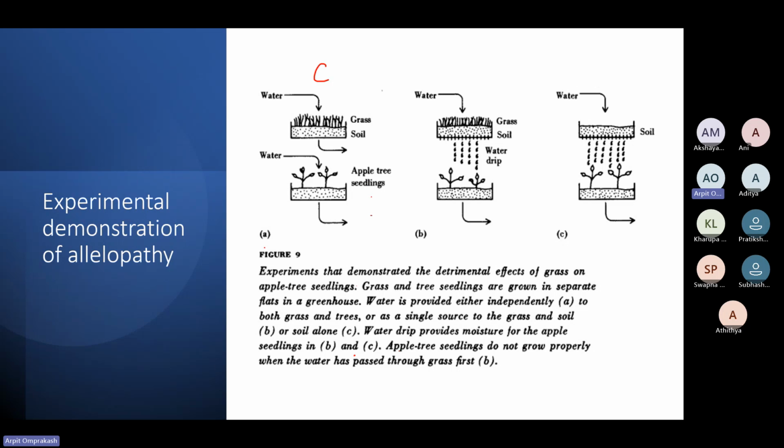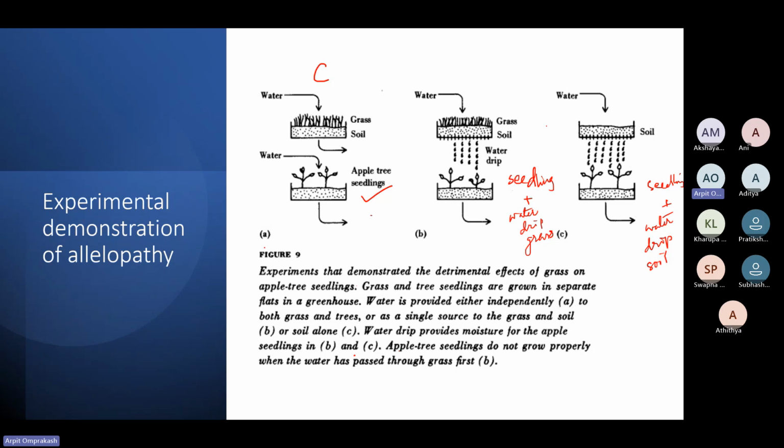In this case, we have a normal apple tree seedling, so that's why this is called the control. In this case, we have an apple tree seedling plus water dripping from grass. In the third case, we have a seedling and water dripping from normal soil.